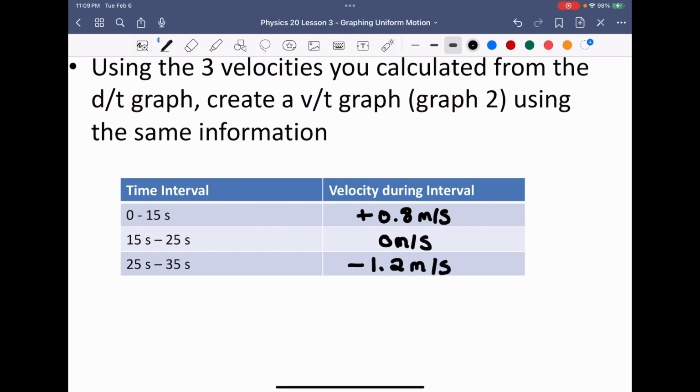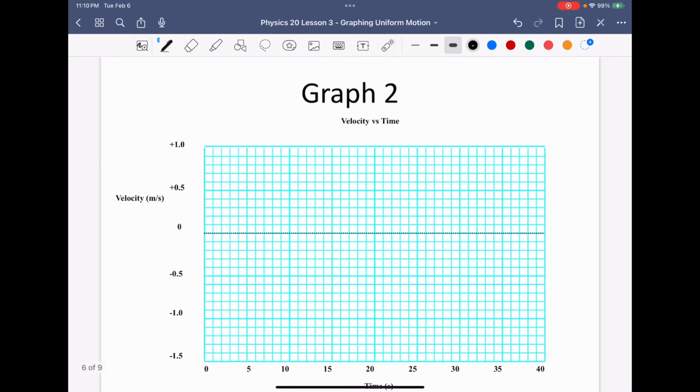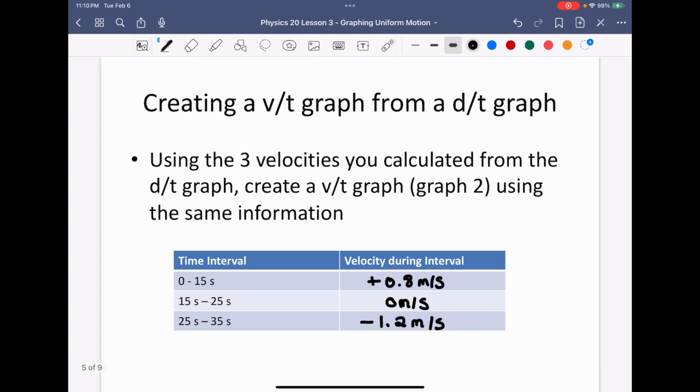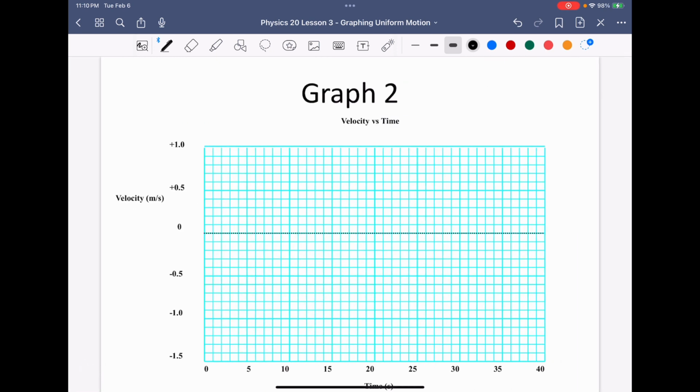Now, we're going to take these time intervals and the velocity during those time intervals and plot them on a v over t graph. Okay, so let's take this graph and do that. First of all, we had in our first velocity 0.8. So I'm just going to go up to 0.8 and draw a horizontal line for 15 seconds, 0.8 to 15. There we go. Now, that represents a velocity that is not changing during a given interval, aka there's no acceleration.